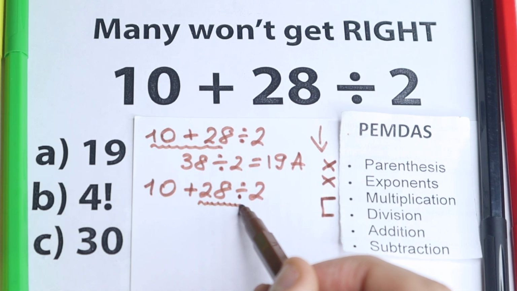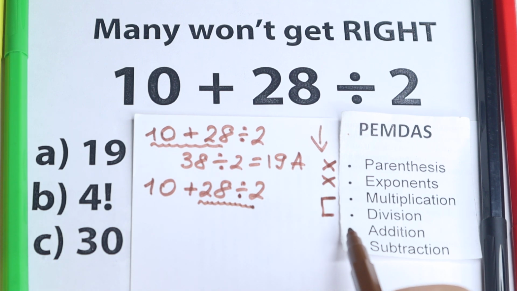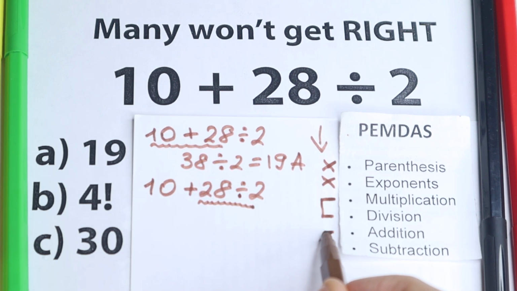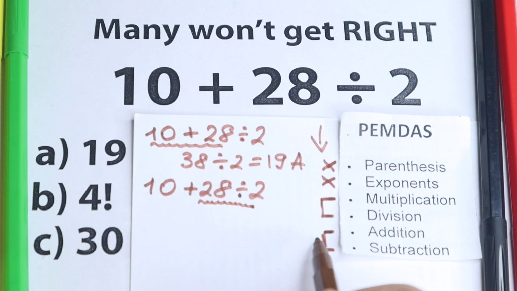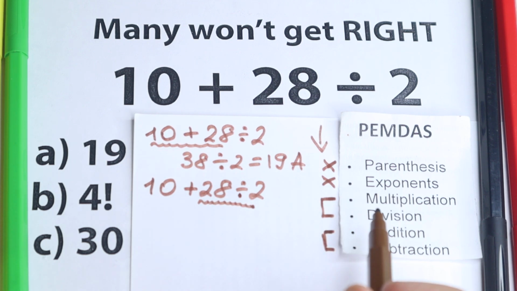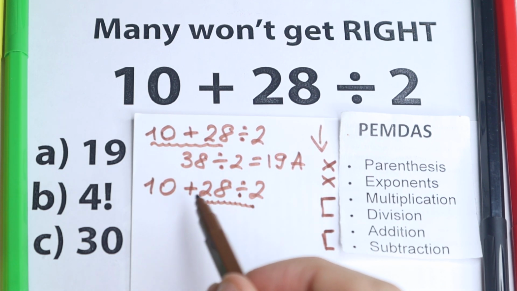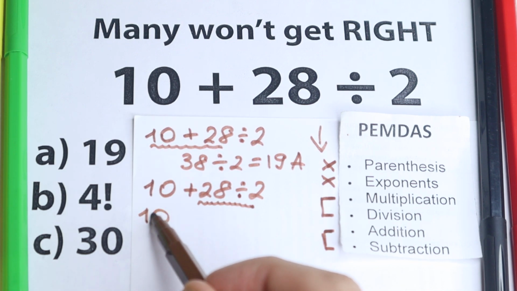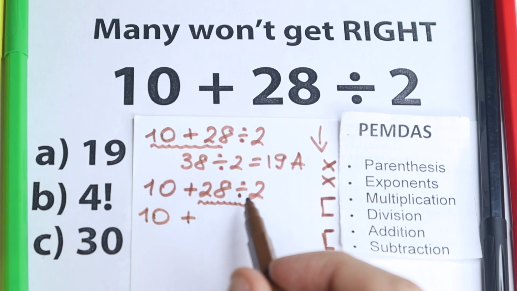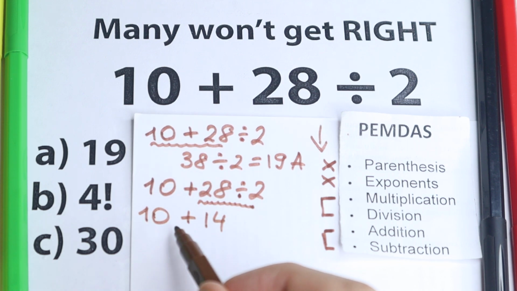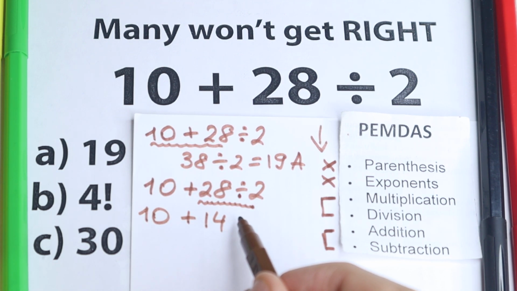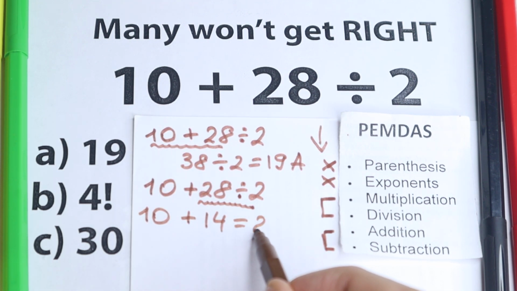So as you can see, we need to divide first, before we add and subtract, because addition and subtraction come after multiplication and division. In other words, we need to divide and multiply before we add and subtract. This is a very important rule. So we have 28 divided by 2 equal to 14. The last step is very simple addition. So 10 plus 14 equal to 24.